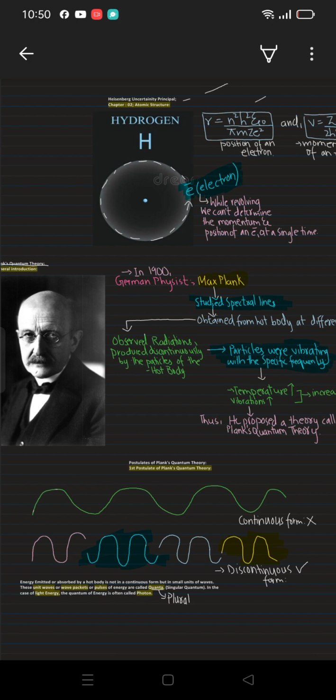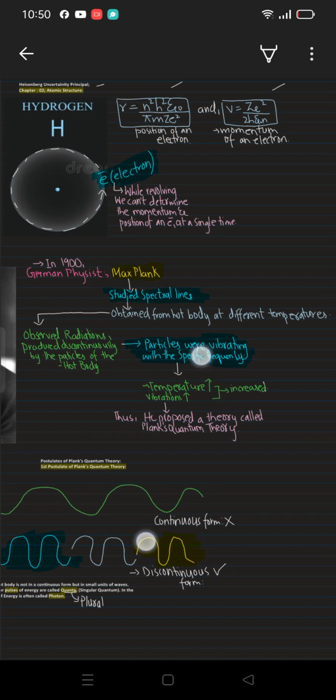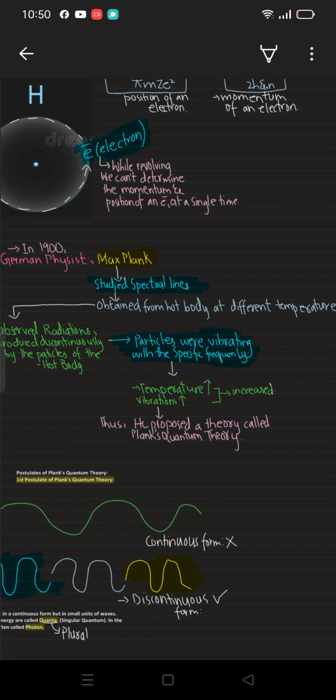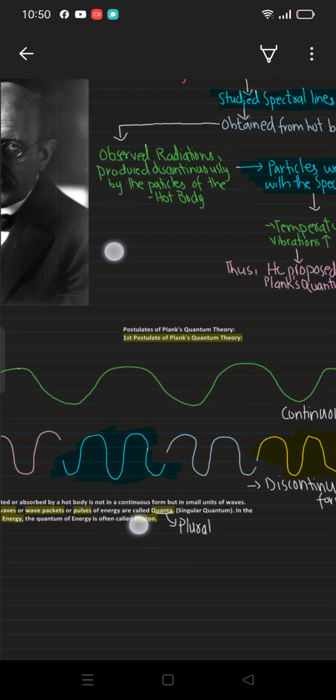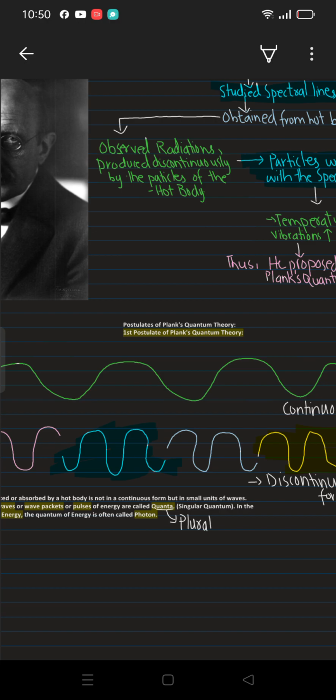Those particles were vibrating with a specific frequency, right? When there was an increase of temperature, there was an increase of vibration as well, right? Thus he proposed a theory which was known as Planck's quantum theory. Then we discussed the postulates of Planck's quantum theory.